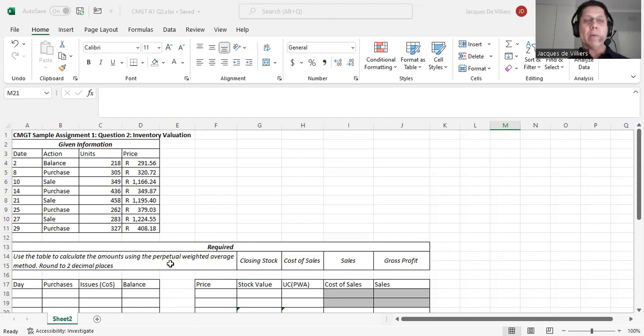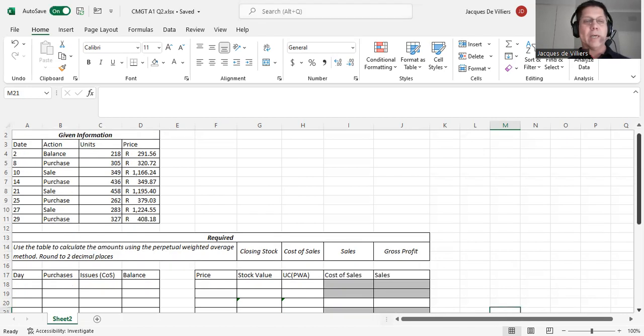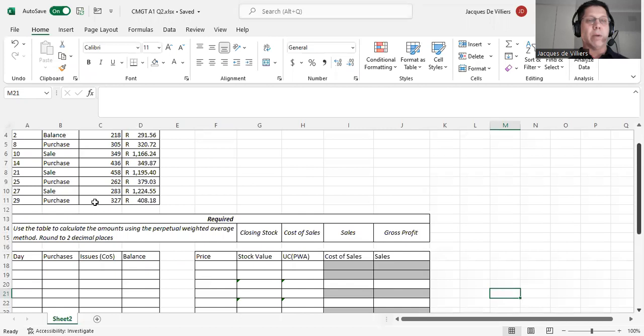And then using that method, we are supposed to calculate a couple of things. Firstly, the closing stock, then the cost of sales, then the sales, and then the gross profit. Okay, now in your answer book, what you will find is that they give you a little table like this, where the headings are day, purchases, issues, cost of sales in brackets, and balance. And this table we are going to use to calculate the closing stock. Okay, so let's start. What do we know?